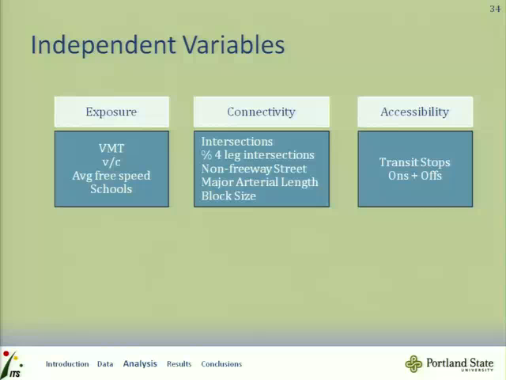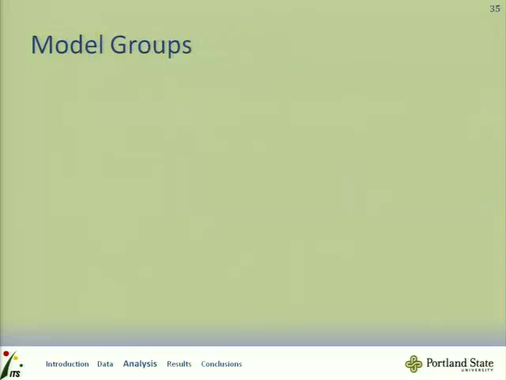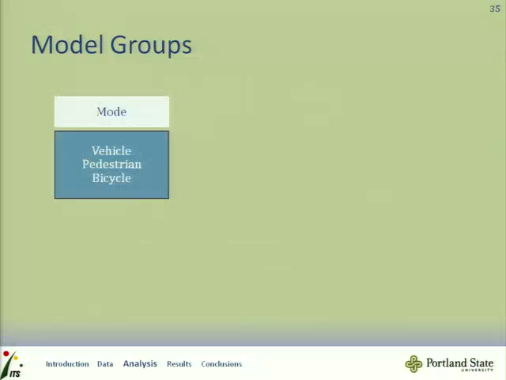Transit stops and transit ons and offs. This was from TriMet data that we have in the portal database from 2007. For demographics, I decided to only use population. And for origins and destinations, employment and businesses. I had a longer list of possible variables, but I ran some Pearson's correlation and saw a lot of cross-correlation. So some of these variables were standing in for themselves and others.